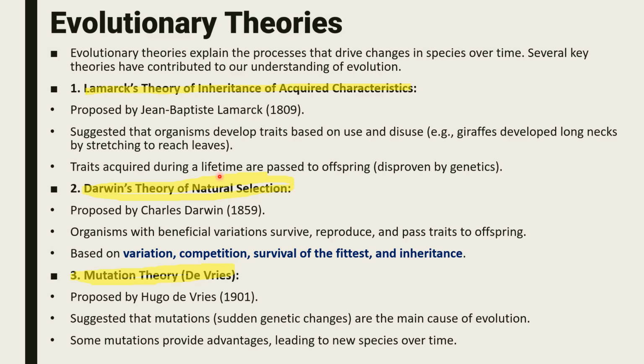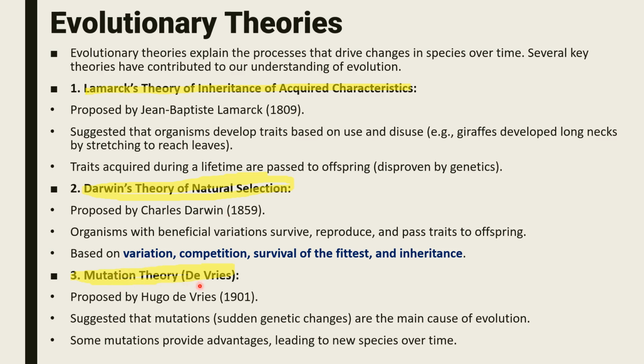Now, Darwin's theory of natural selection, proposed by Charles Darwin: organisms with beneficial variation survive, reproduce, and pass traits to offspring. It is based on variation, competition, survival of the fittest, and inheritance. Darwin's theory is the most accurate one, which we use even till now.